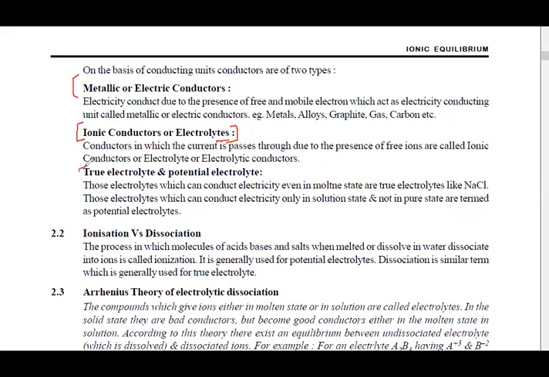Now last are true electrolytes and potential electrolytes. What is a normal electrolyte and what is a potential electrolyte? When we talk about chemical substances, we know that most break into ions when dissolved in liquid or when in molten state. So conductors in which current is passed due to the presence of free ions are called ionic conductors or electrolytic conductors.